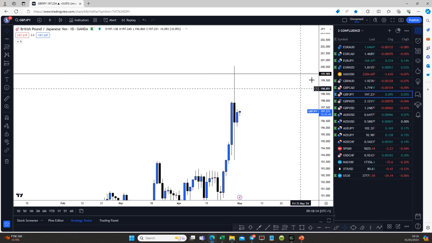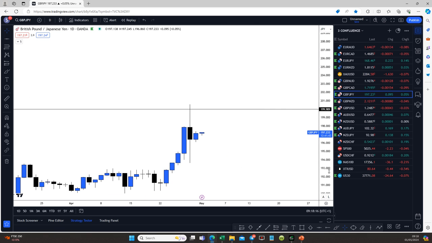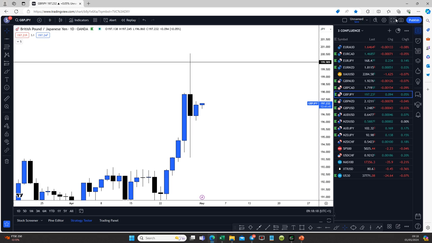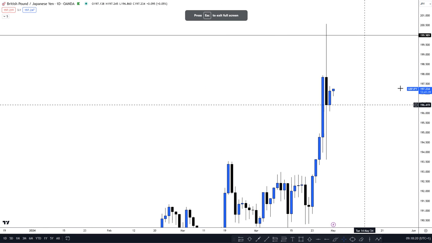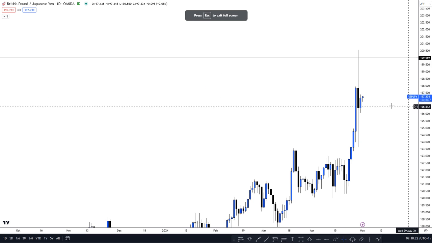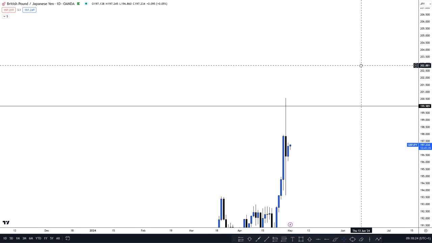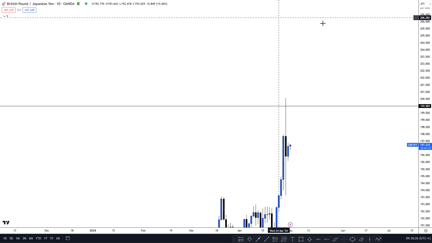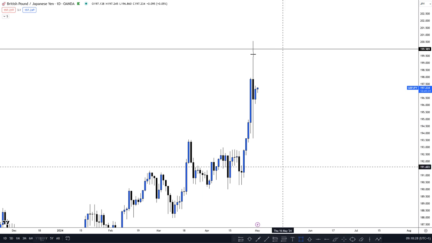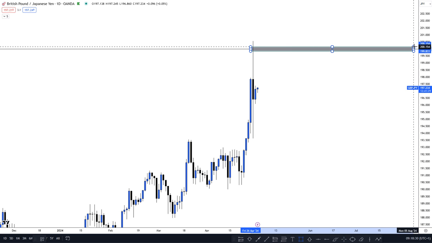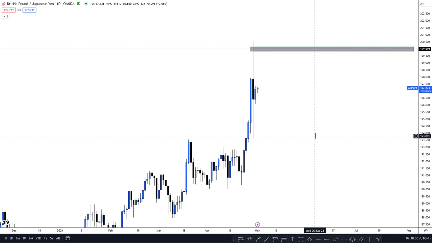Now why is that important? If we go into the daily, it's the most psychological number on this chart that you can see on that push. Because after 200, you go into, you know, like 210, etc. But as you can see, price pumped up to the 200 area and had a large reaction.